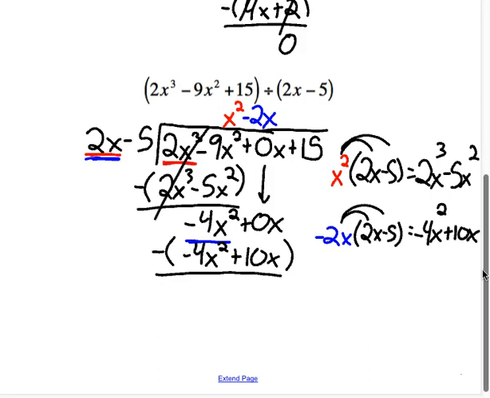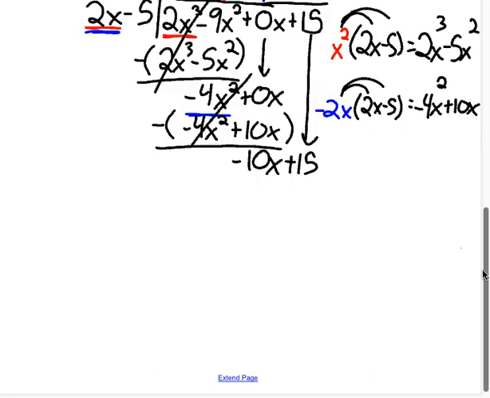Negative 4x squared minus a negative 4x squared cancels off just like we want it to. 0x minus 10x is going to be a negative 10x, and then I drag down that 15.